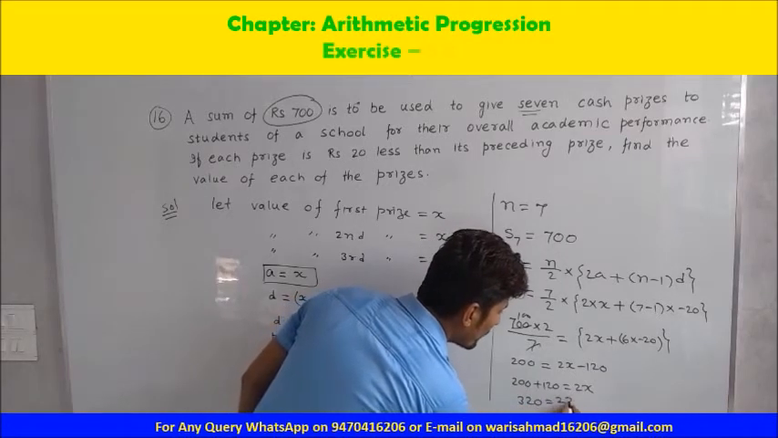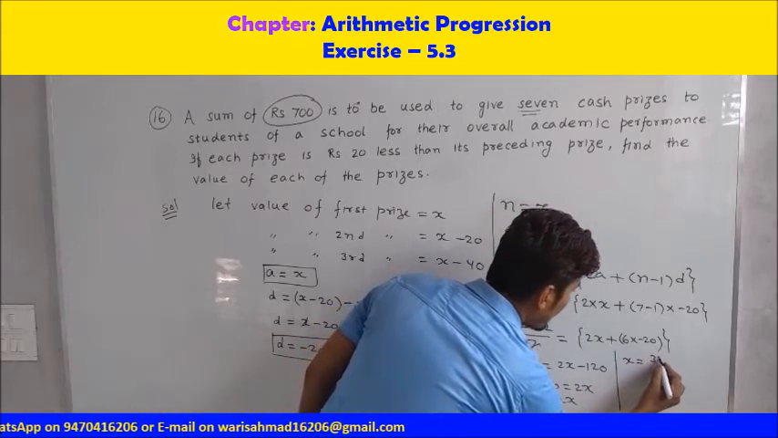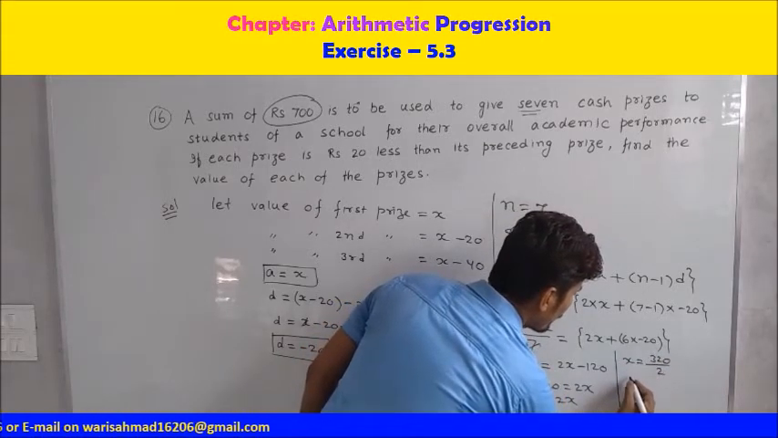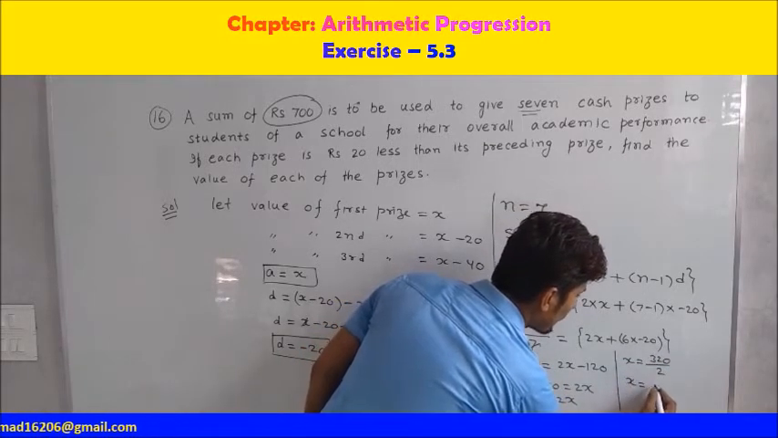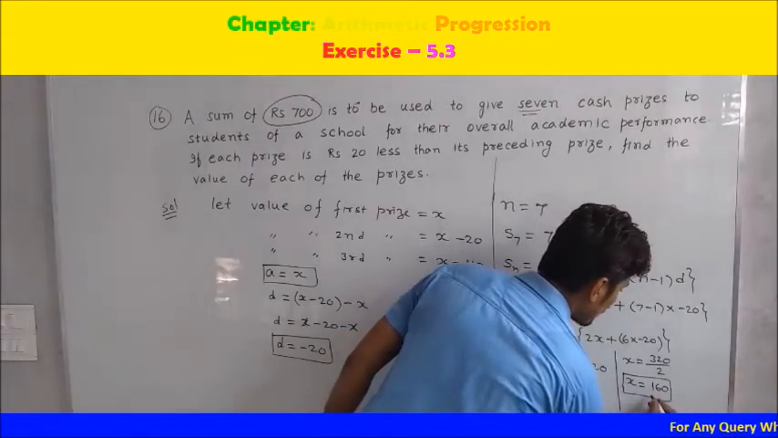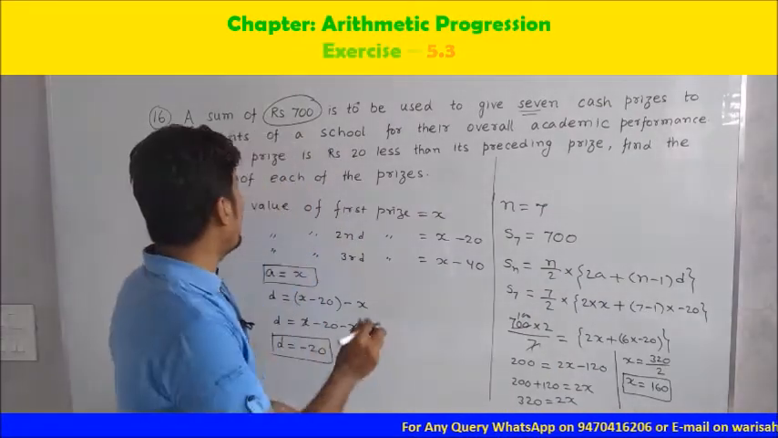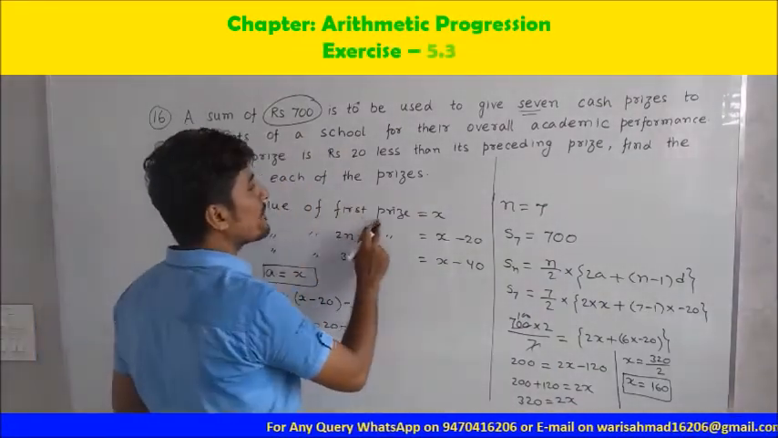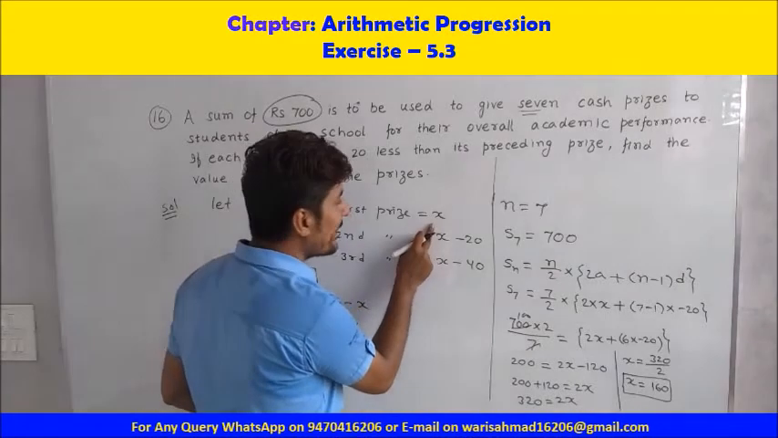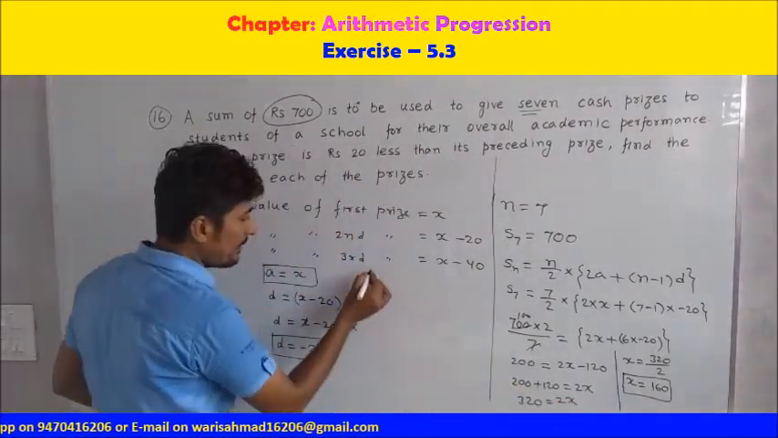320 equals 2x. So the value of x will be equal to 320 divided by 2. So the value of x is 160. So we got the value of x equal to 160. But here I have assumed the value of the first prize is rupees x. So the value of the first prize is rupees 160.